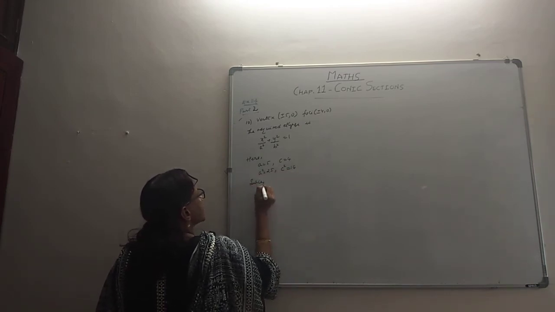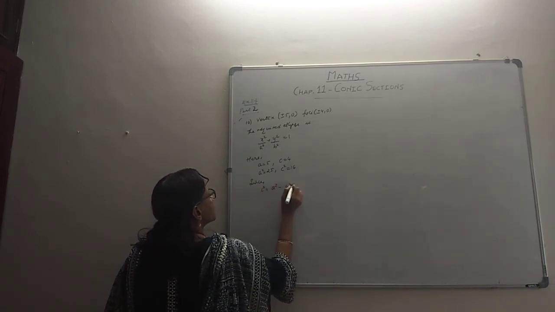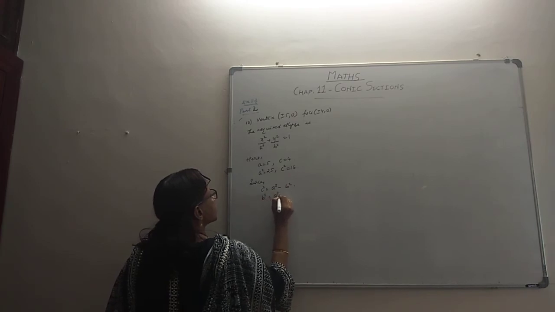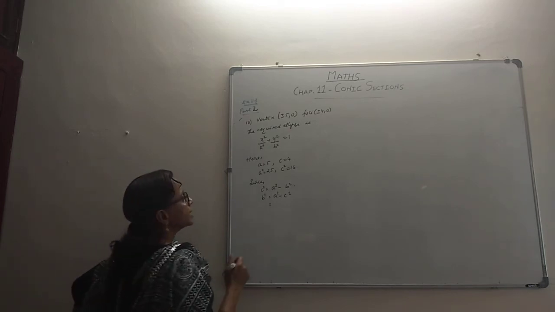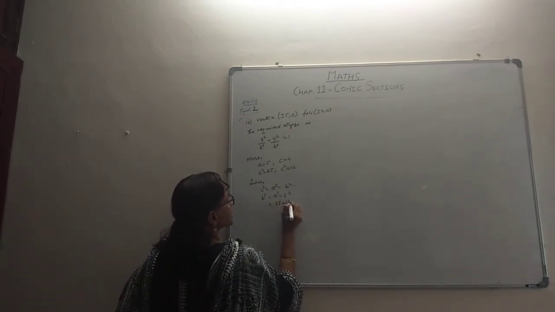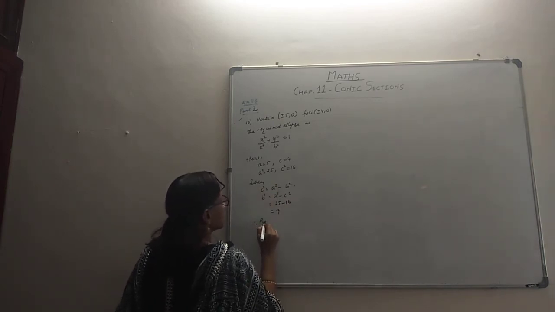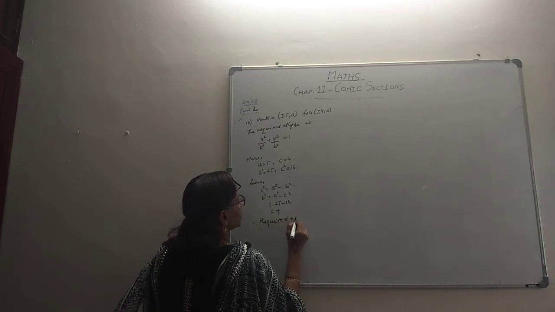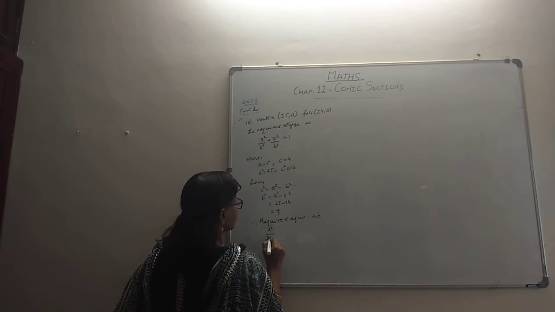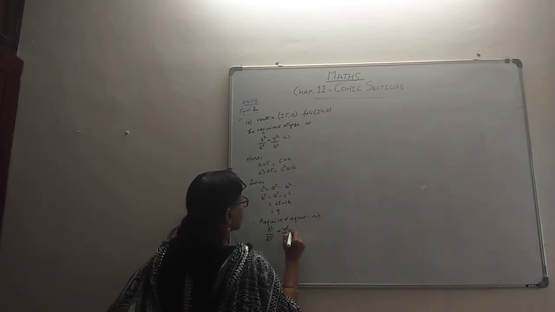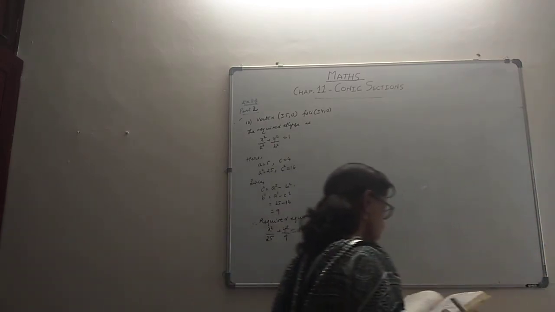Since c squared is a squared minus b squared, we can get b squared as a squared minus c squared. Every time we can use this directly. A squared is 25 and c squared is 16, so it comes to 9. We don't want b because we want the equation. Therefore the required equation is x squared by 25 plus y squared by 9 equal to 1.